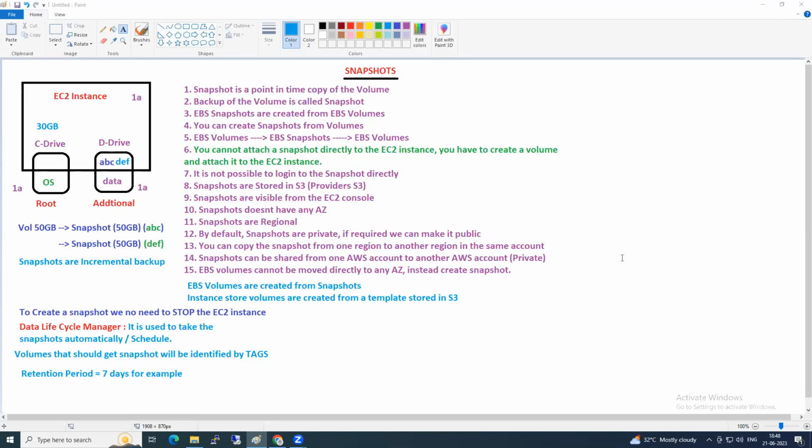There is a question: will it update the same snapshot automatically? It will not. Will the snapshot get updated? No, you need to create a new snapshot. Getting it? Okay. Is it clear till here, everyone?